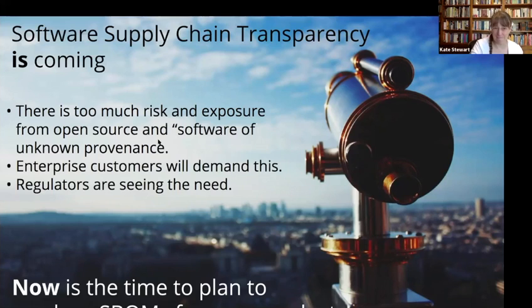our supply chain today. We're seeing our enterprise customers demanding it, and we're seeing standards emerge to expect it and to expect best practices around it. And the regulators are seeing the needs for it. And so pretty much now's the time to start planning for it, because hopefully it will be there.